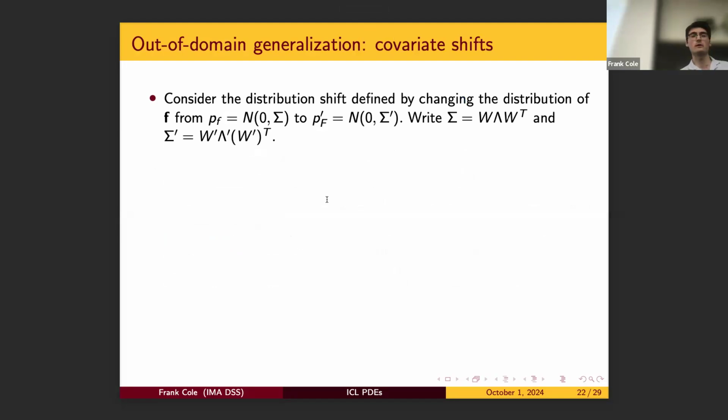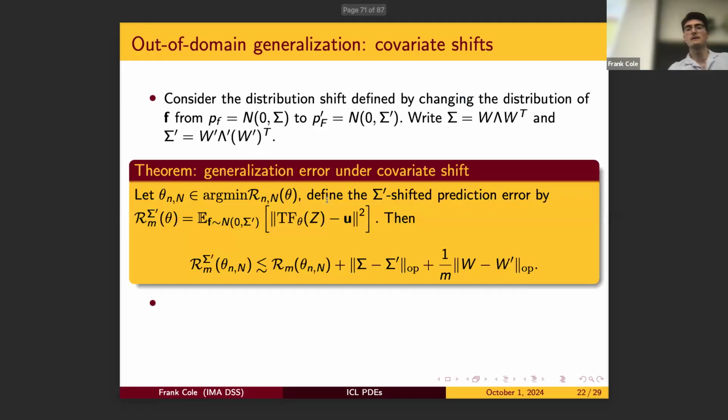And one last theoretical result is about distribution shift on the covariates or the source terms of the PDEs. In this case, we consider the shifts of Gaussian distributions where you modify the covariance. And in this case, you don't get as nice of a result. You still get that the out-of-domain generalization is bounded by the in-domain generalization and some metric corresponding to the shift in distributions. I think those maybe should be squares.